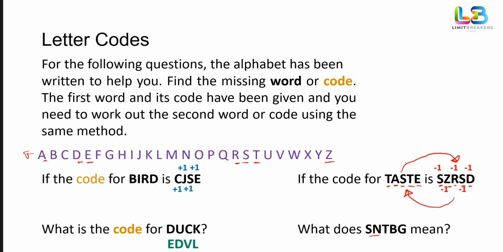So to convert SNTBG to a word, we have to do the exact opposite. So we need to add 1 to S, which gives us T. We add 1 to N, which gives us O. We add 1 to T, it gives us U. We add 1 to B, we get C. And then finally, we add 1 to G, we get H. So the word that we're looking for is touch.